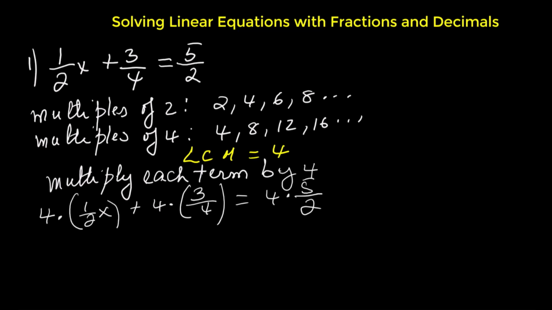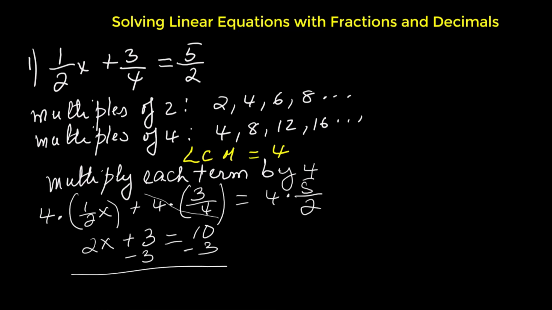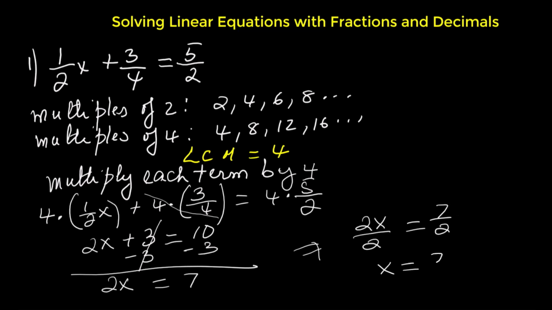Now we have 4 times 1 over 2 of x plus 4 times 3 over 4 equal to 4 times 5 over 2. Now we have 4 times 1/2 x is 2x, 4 times 3/4 is 3, and 4 times 5/2 is 10. So the new equation is 2x plus 3 equals 10. Next step, subtract 3 from both sides. That gives us 2x equals 7. Finally, divide by 2. The solution is x equals 7/2.